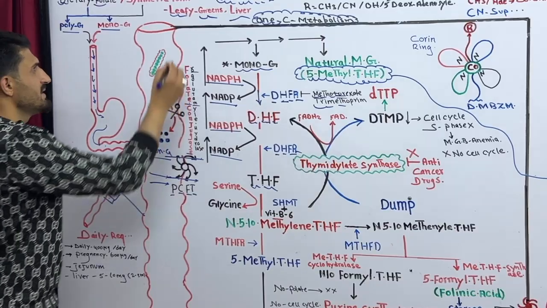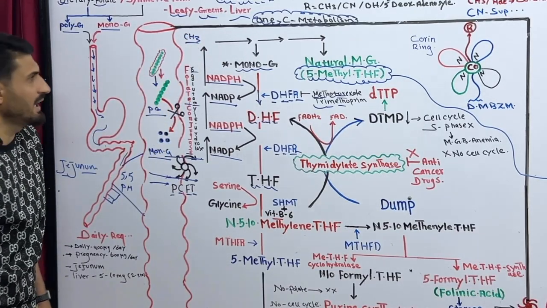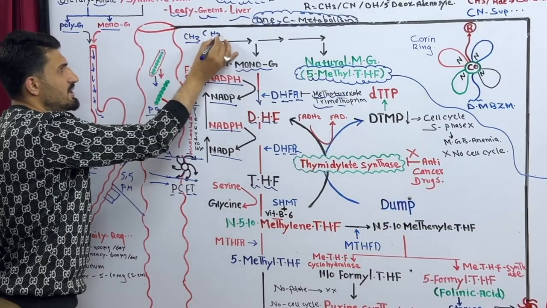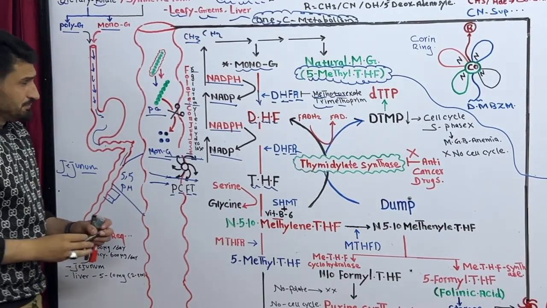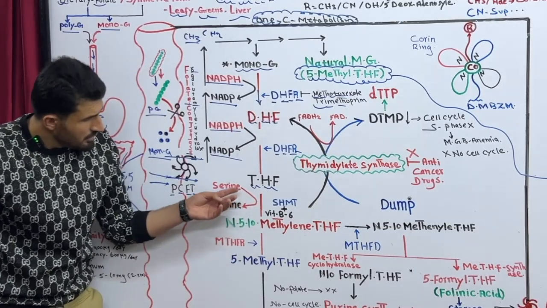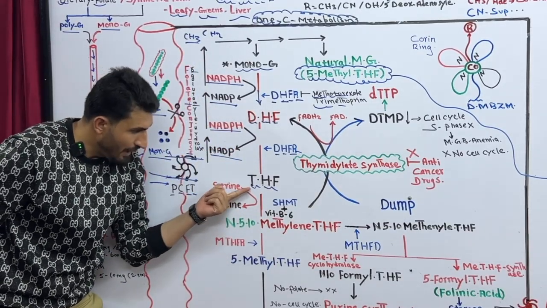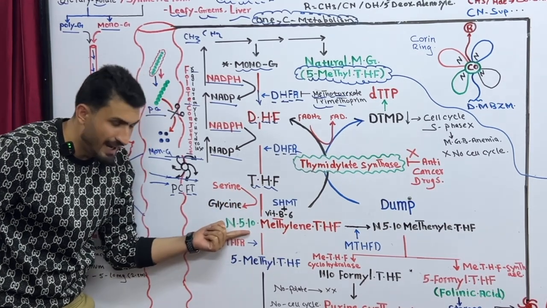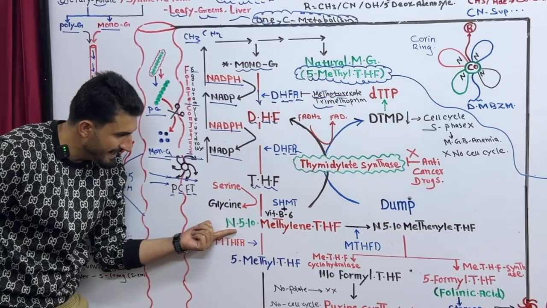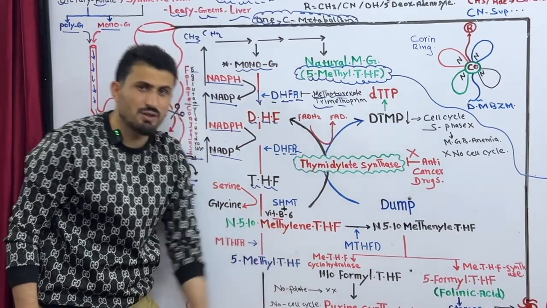For example, CH3 methyl. This is a one carbon group. Okay, and for example, CH2. These are called one carbon groups. But well, anyway, I'll tell you the purpose of this one carbon later on. Don't worry. Now we will change tetrahydrofolate to a type of folate which is called N5,N10-methylene tetrahydrofolate.